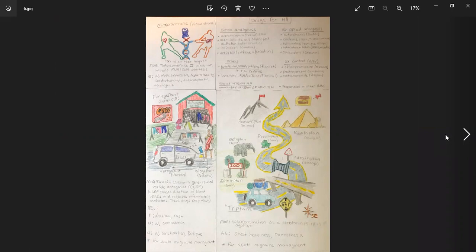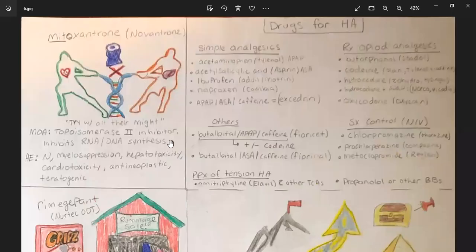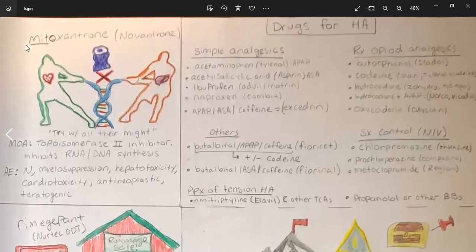And so now moving on to some more drugs for MS. One more drug for MS, and that is mitoxantrone. The whole point here, what I drew, is that these two people are trying with all their might. So, might. And they're playing kind of tug of war with this DNA strand, and that is because the MOA is that it is a topoisomerase 2 inhibitor.